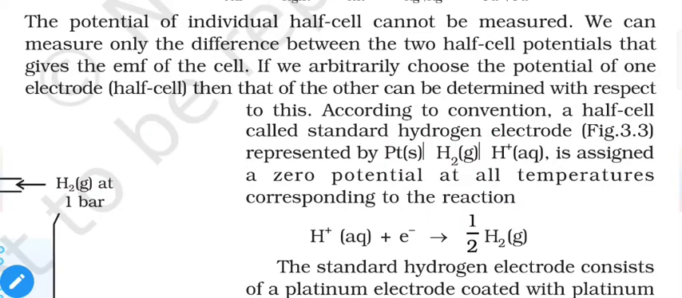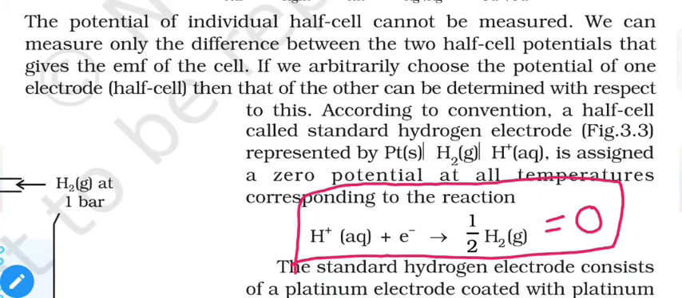So the platinum H2 H plus system is assigned a zero potential at all temperatures, corresponding to the reaction where H plus accepts an electron and produces half a mole of H2 gas. So here we have the reaction H plus to H2, which has zero oxidation state, and we will consider the potential value of this reaction equal to 0. Now we have a value for one of the half cell reduction potentials, and this value will be useful to find other half cell values.